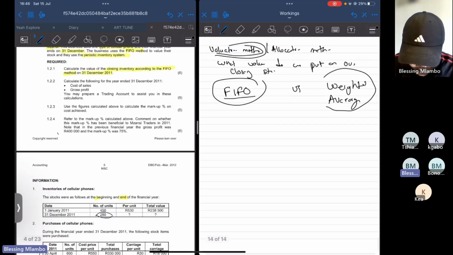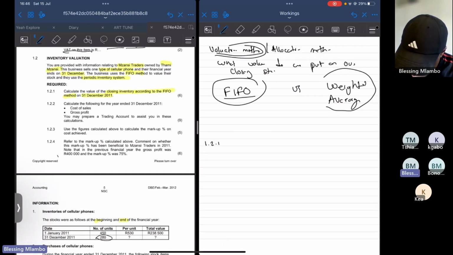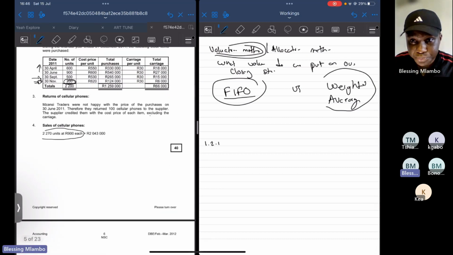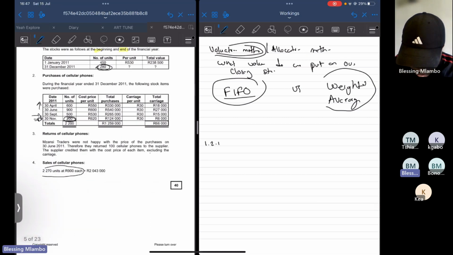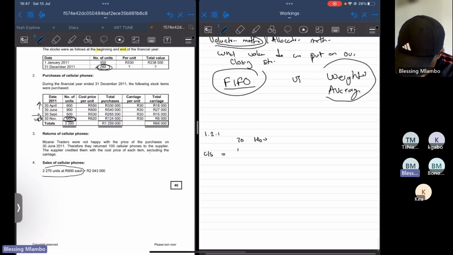So if I were to answer question 1.2.1, I'd say, okay, cool. They said here we have 280 units as closing stock. And I know that 200 is made up of the stock that was bought on the 30th of November. So it's those 200 units times the purchase price, cost price per unit, which is 620.